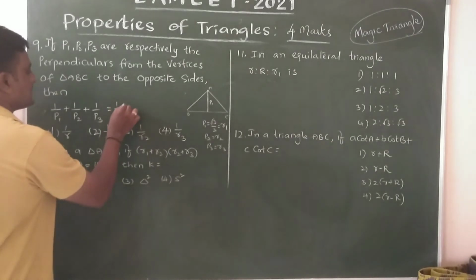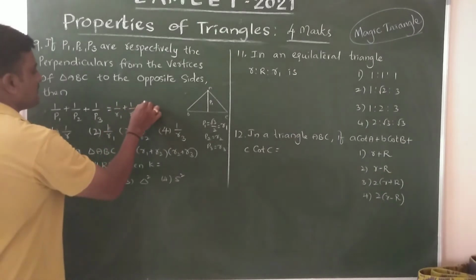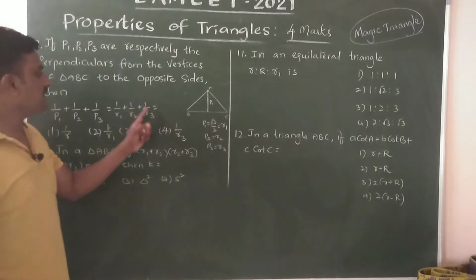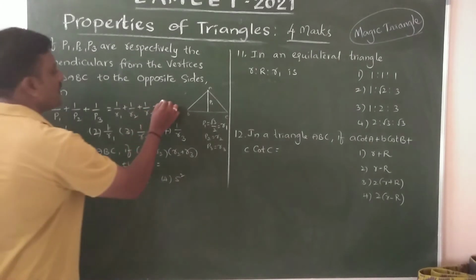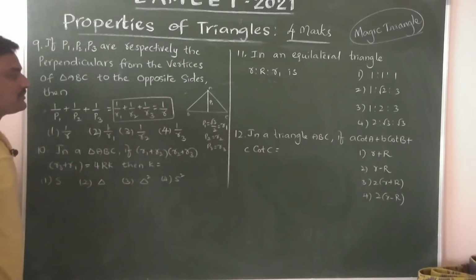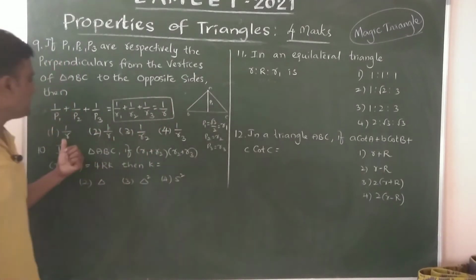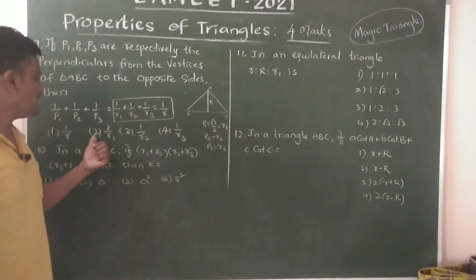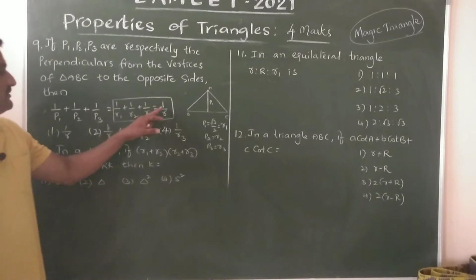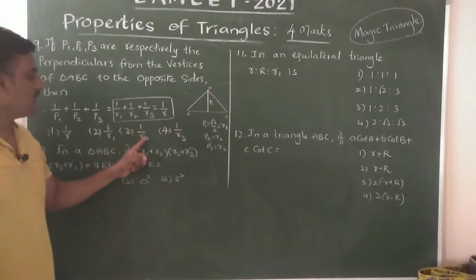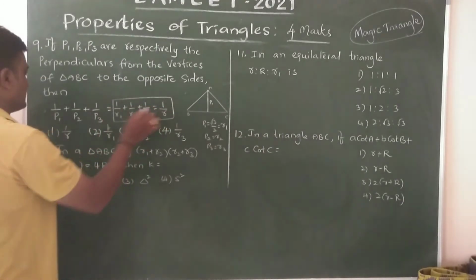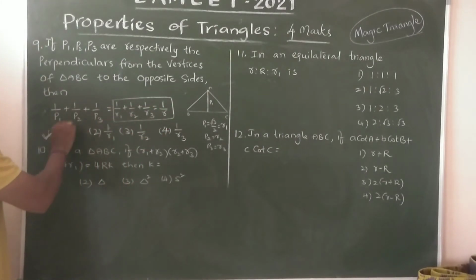Then 1 by R1 is 1 by R2 plus 1 by R3. We know 1 by R1 plus 1 by R2 plus 1 by R3 should be 1 by R, because it is one of the formulas. Don't apply the values, because all are equal. All means 2, 3, 4 are equal, except 1 by r. So the options are 1 by r, 1 by r1, 1 by r2, 1 by r3. That's why the sum of these all equals 1 by r. Our option is the first one.